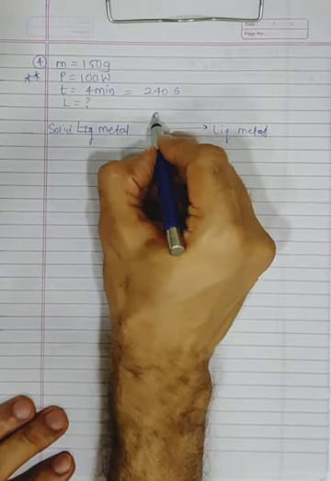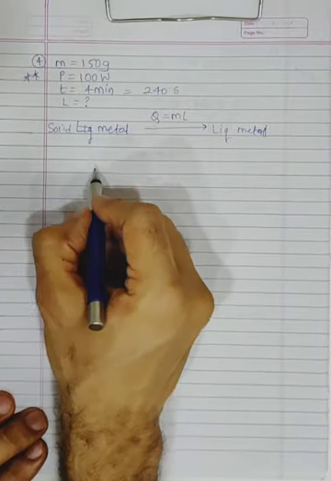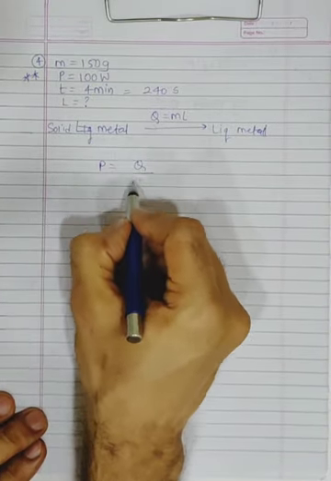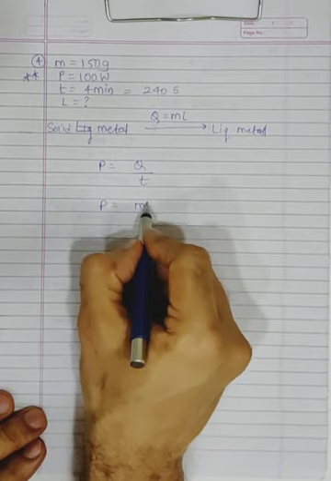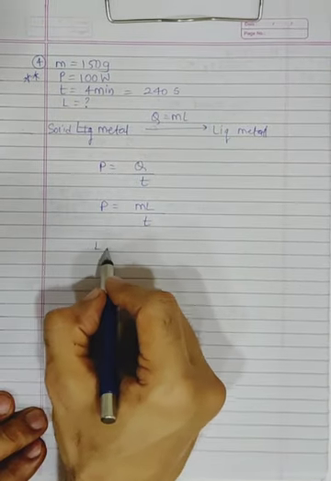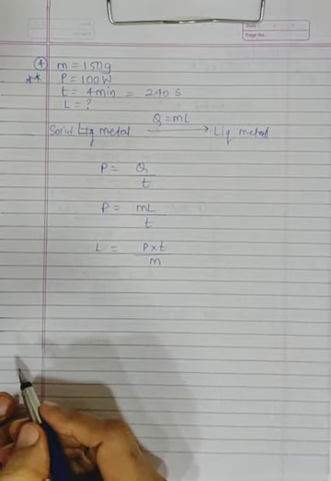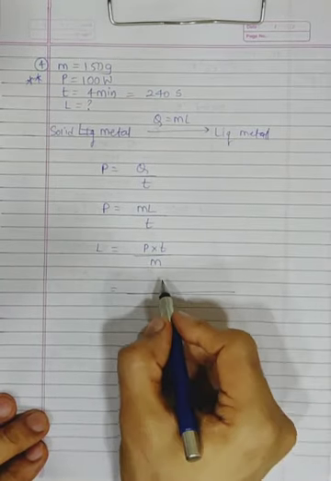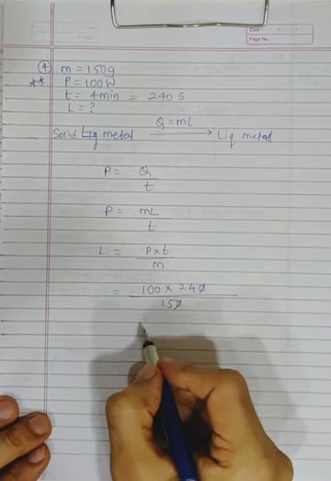So what formula are we going to use? Q is equal to ml. Now see, we know the formula of power is what? Q upon t. But what is Q over here? ml, because there is a change in the state. So what will be your L equal to? Power into time upon m. Now what is your power? 100. What is the time? 240. What is the mass? 150 gram.